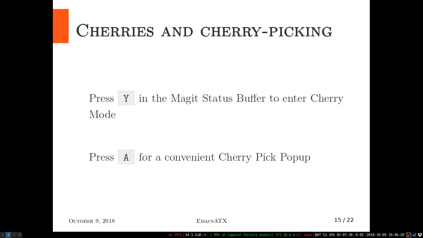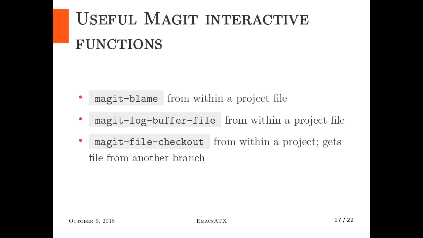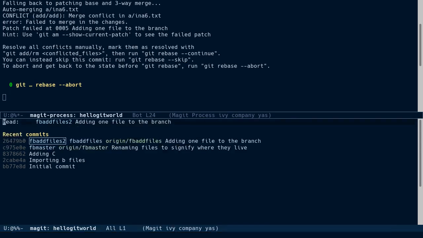That covers the Magit status buffer. That's pretty much where everything centers around. There are a couple of useful Magit interactive functions. Nola mentioned one of them. Magit blame is very nice. You can just look at a nice blame perspective.